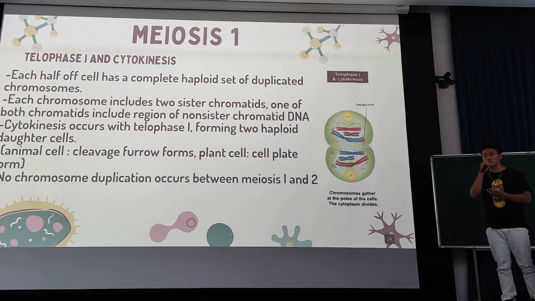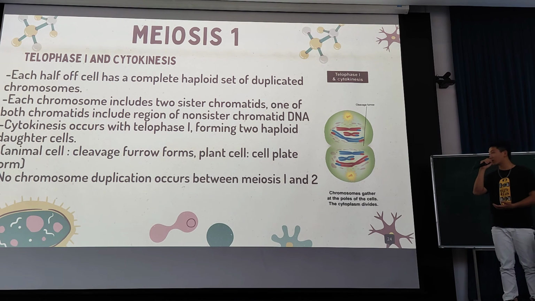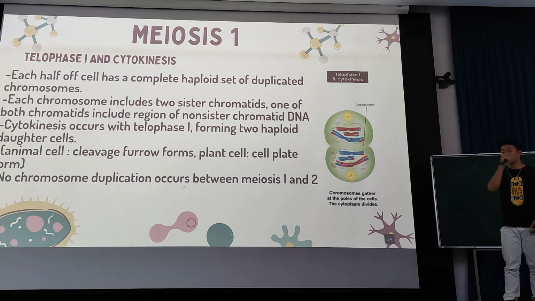Almost all chromosome duplication occurs before meiosis 1, not between meiosis 1 and 2, but in some species, chromosome duplication occurs between meiosis 1 and 2.